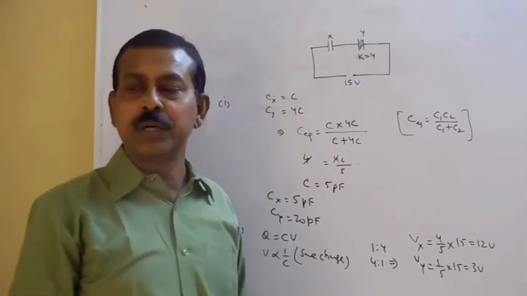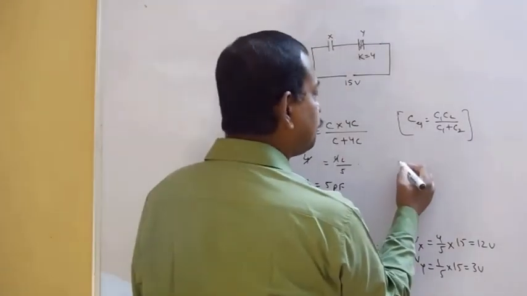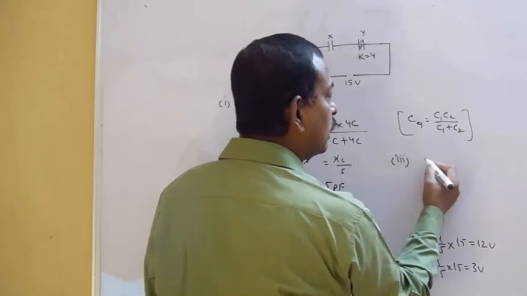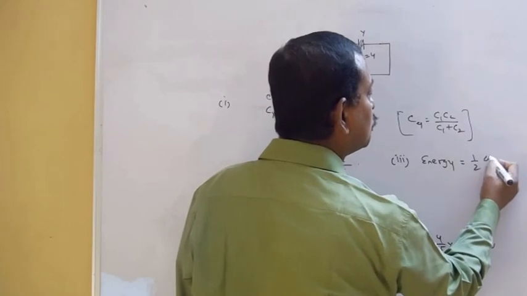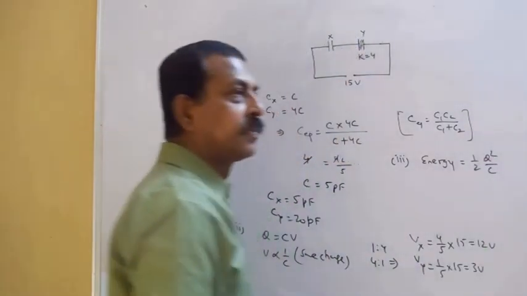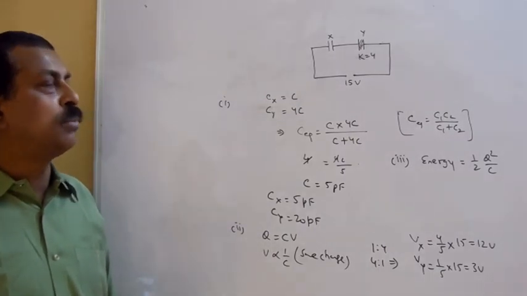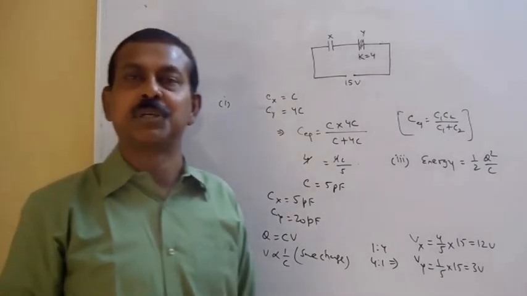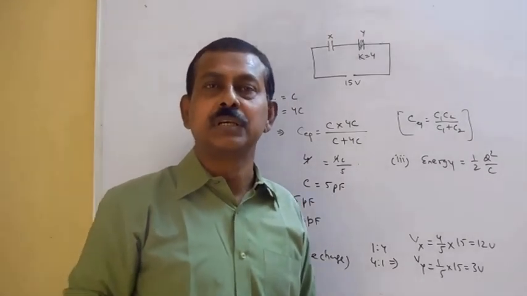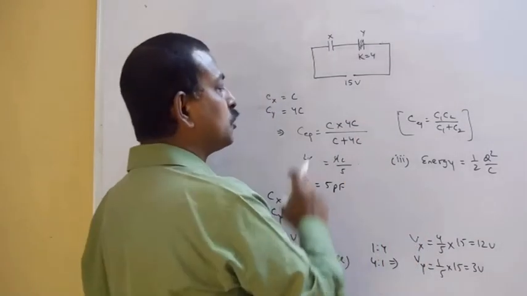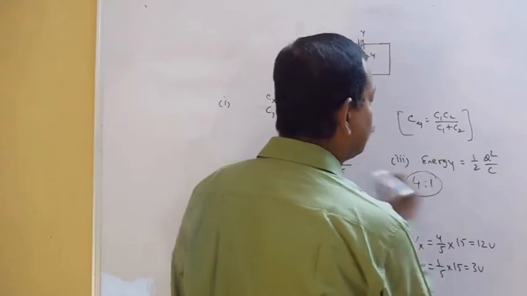Similarly, if you have to find the energy stored in X and Y, as it is the same charge, energy is half Q square by C. So the energy ratio will be in inverse ratio of the capacitance, so this will again be 4:1.